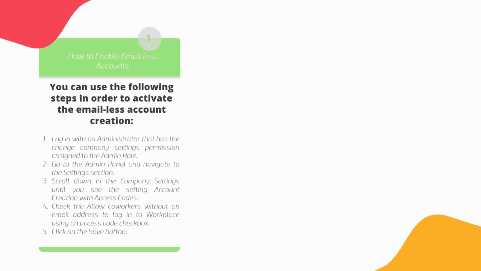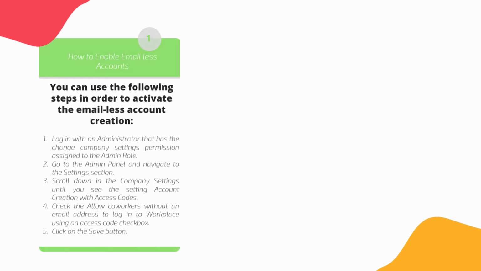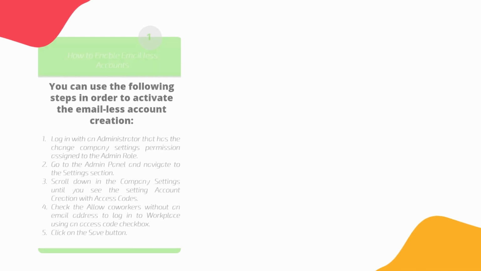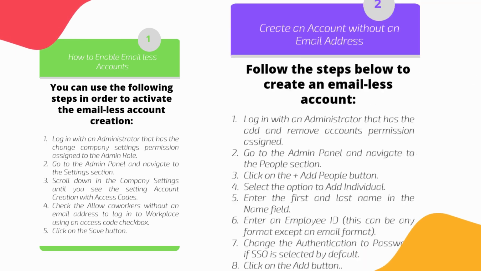1. Log in with an administrator that has the Change Company Settings permission assigned to the admin role. 2. Go to the admin panel and navigate to the Settings section. 3. Scroll down in the company settings until you see the setting Account Creation with Access Codes. 4. Check the Allow coworkers without an email address to log into Workplace using an access code checkbox. 5. Click on the Save button.